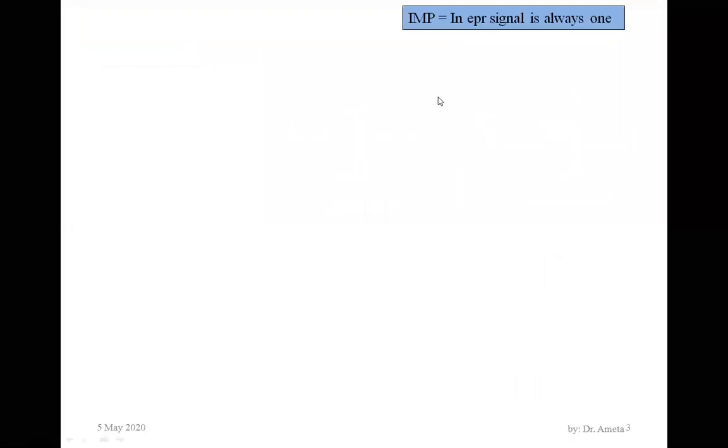Now, we have to remember that in EPR, the signal is always 1. In case of EPR the signal will always be 1, and that signal can later be split into many lines. So that thing we have to remember, that in EPR the signal is always 1.